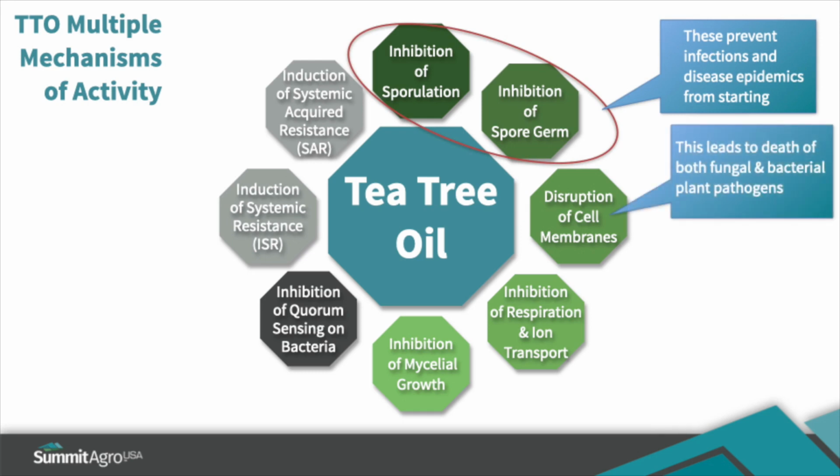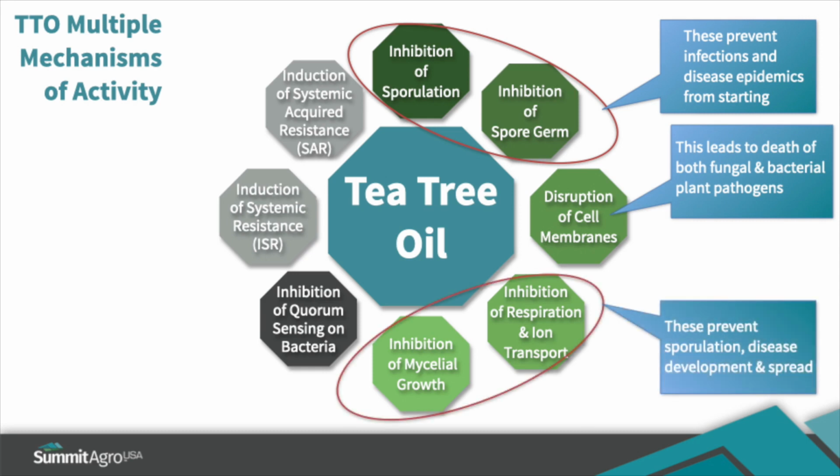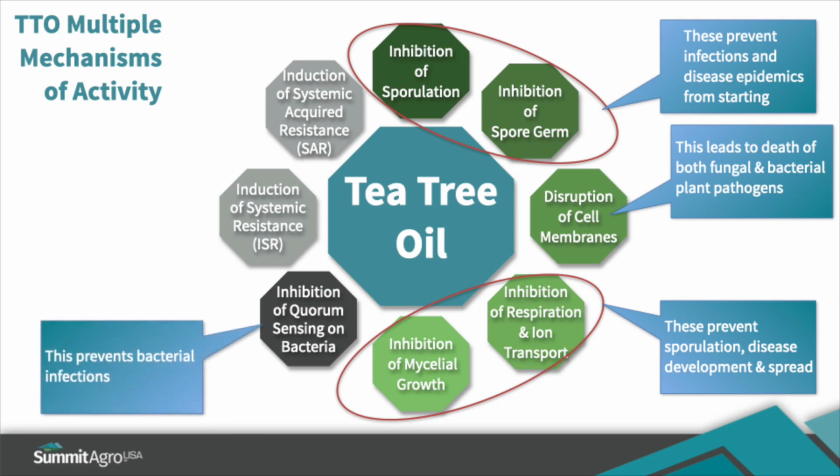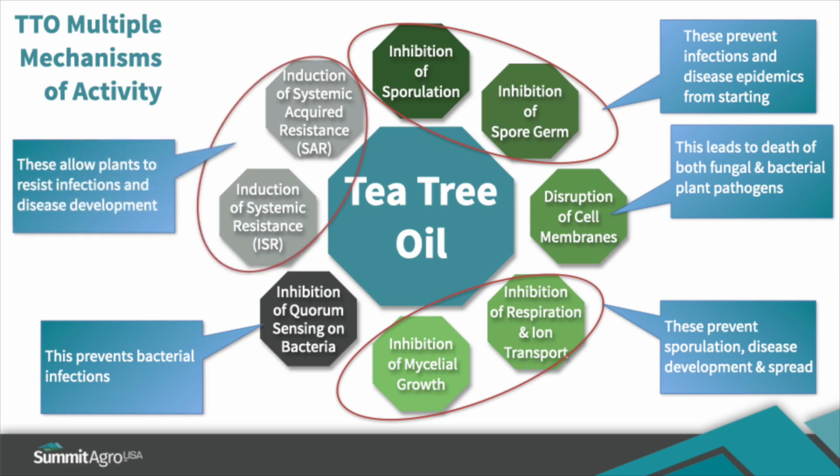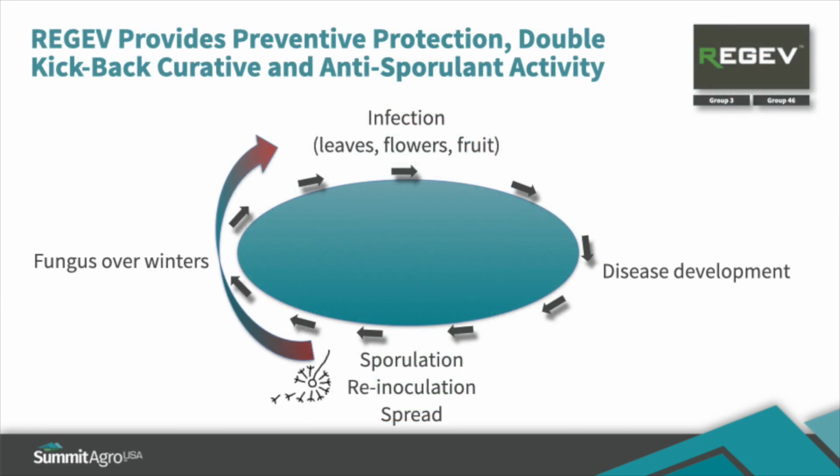By inhibiting sporulation and spore germination, tea tree oil prevents infections from starting. Disruption of cell membranes leads to death of both fungal and bacterial plant pathogens. By inhibiting fungal growth and respiration, tea tree oil prevents sporulation, disease development, and spread of the disease. By inhibiting quorum sensing, tea tree oil prevents bacterial pathogens from infecting plants. Through induction of systemic acquired resistance and induced systemic resistance, tea tree oil allows plants to resist infections and disease development.